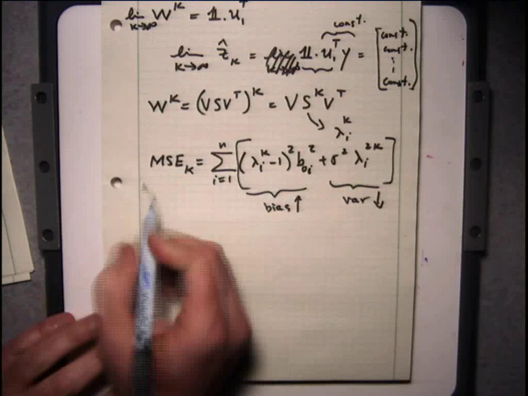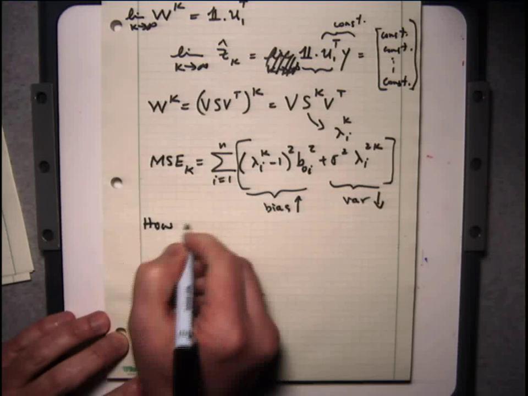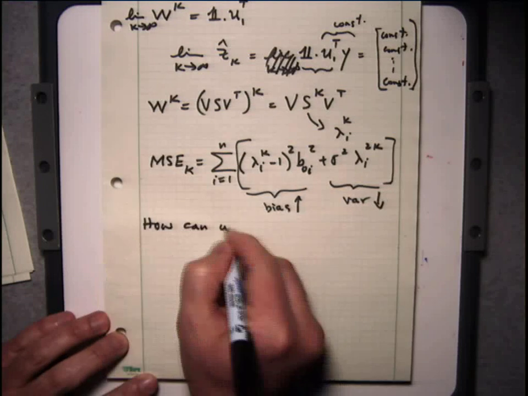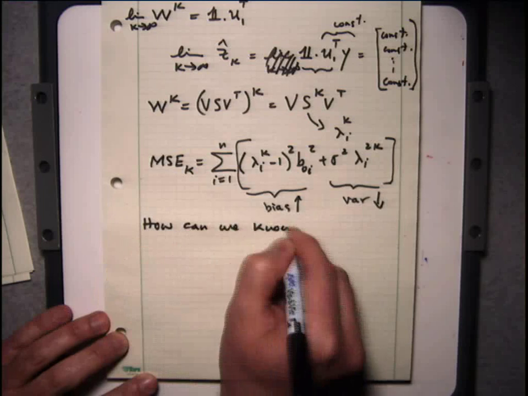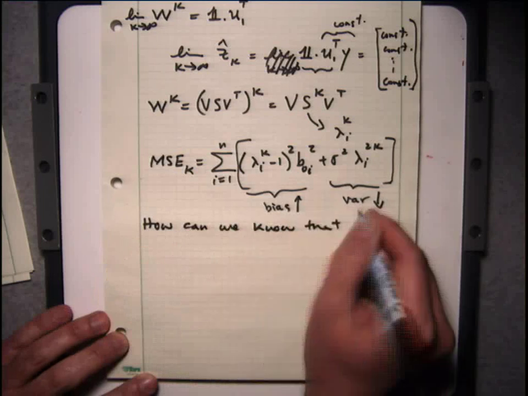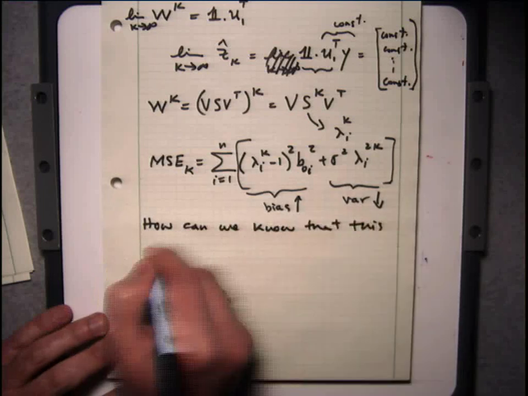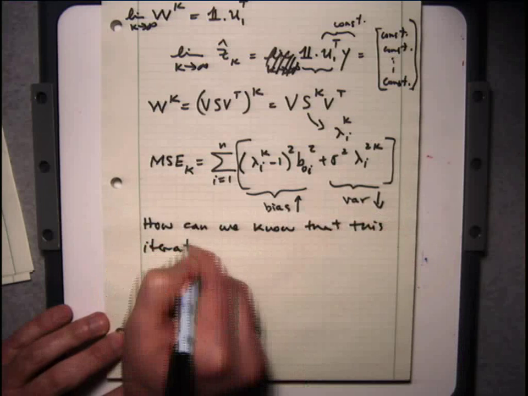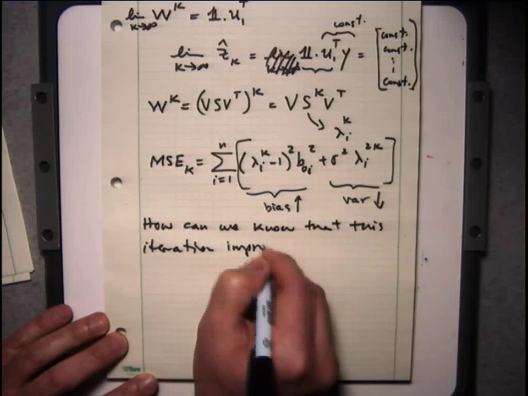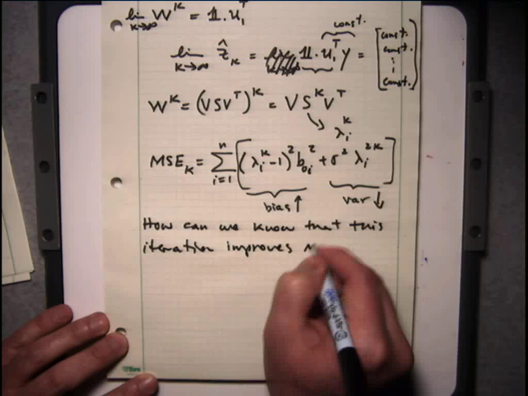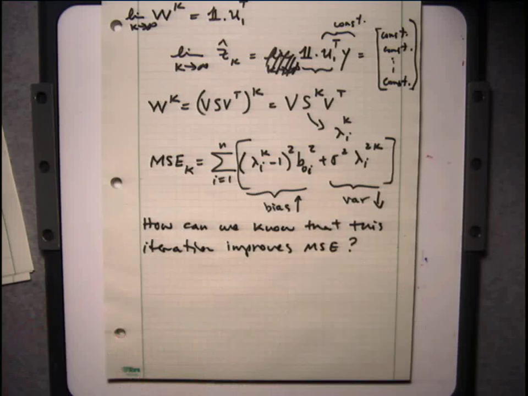Okay, so first of all, how can we know that this iteration improves the mean squared error? Yeah? W is a matrix which denoises the signal, yes? Mm-hmm. So if we apply this matrix many times, we expect the signal to be completely denoised.